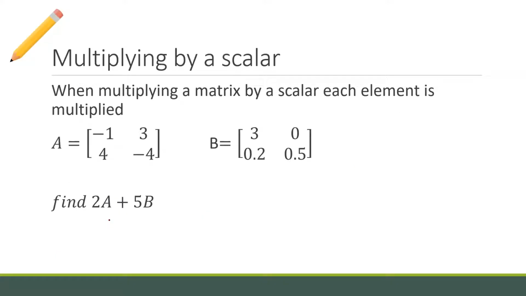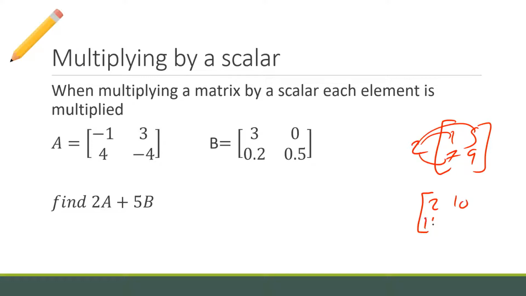Really quickly, multiplying by a scalar is the last thing we did. When I multiply by a scalar, say I take 1, 5, 7, 9 and multiply this by 2, each element gets multiplied by 2. So 1 times 2 gives 2, 5 times 2 gives 10, 7 times 2 gives 14, and 9 times 2 gives 18. And that's done. It is a type of multiplication, but it's not the same as multiplying two matrices together. That's what we're going to do here.